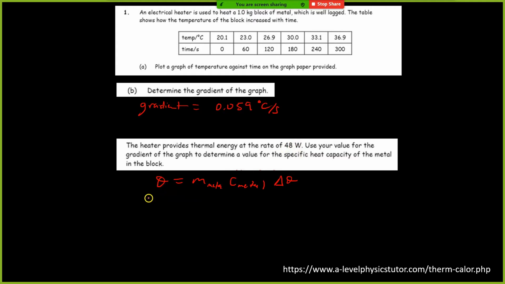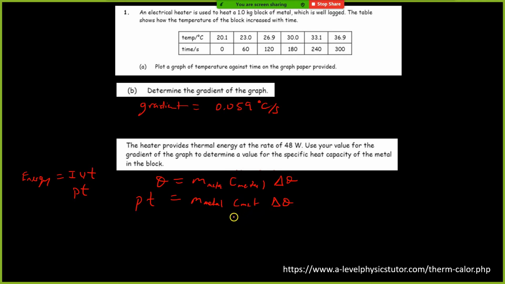But as it relates to Q, remember we said that Q is the energy. If we're dealing with the electrical method, energy is equal to I times V times T. I times V is what we call the power. So we could replace that to say that power times time is equal to the mass of the metal times the specific heat capacity of the metal, which is what we're trying to find, times the change in temperature.